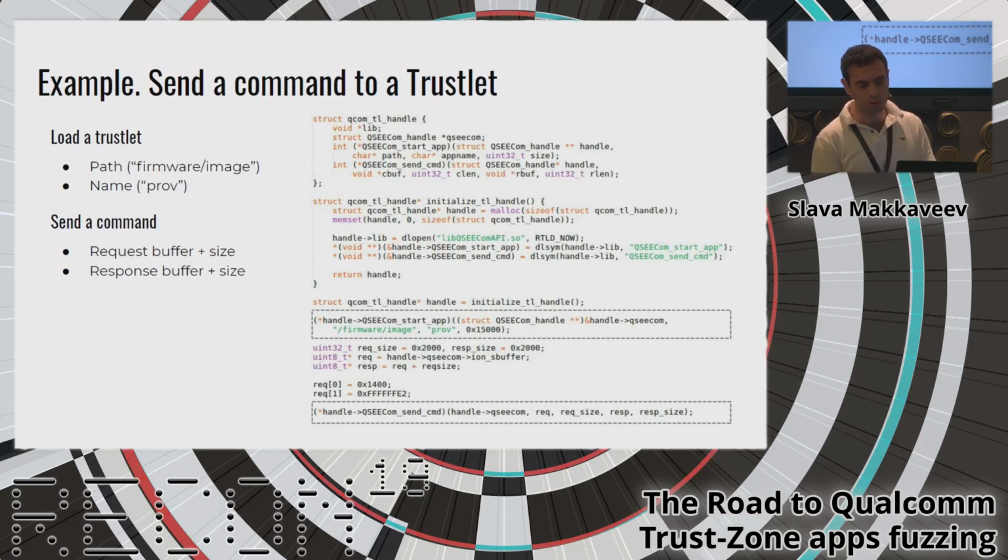So here is an example of an Android program which loads a prof trustlet from the firmware image directory in Android and sends some command to it for processing. Here I want to pay attention to the API function for sending a command. This API function requires two buffers as arguments: the request buffer, which contains a specific command for the prof trustlet, for example, and the result will be returned in the response buffer. All trustlets behave in this way, and the request buffer can be abused by an attacker.